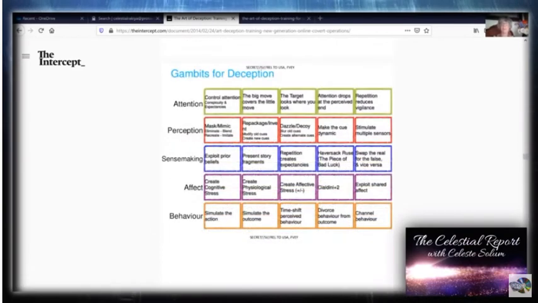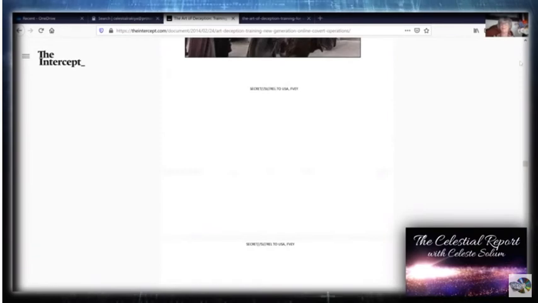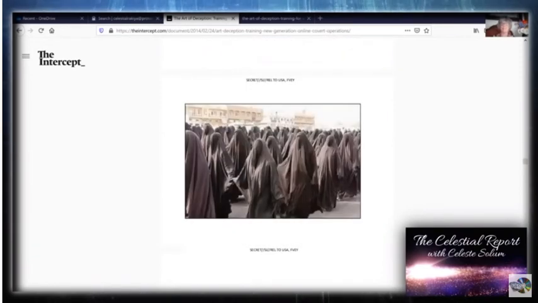This was a really creepy picture, just really creepy. Imagine those ladies coming to town.